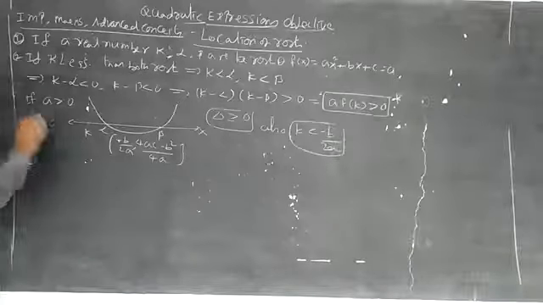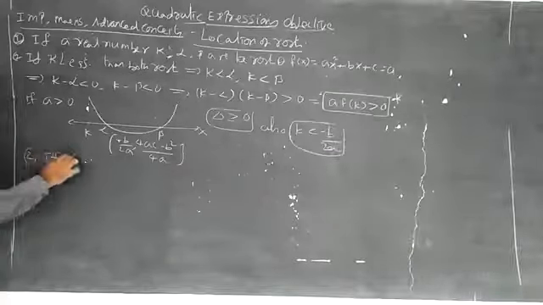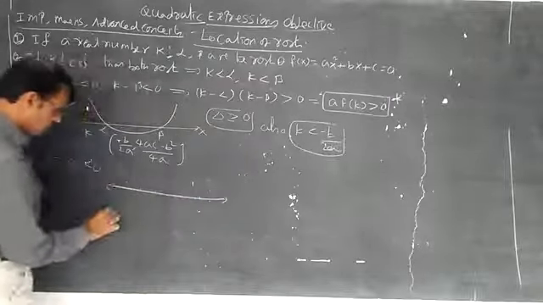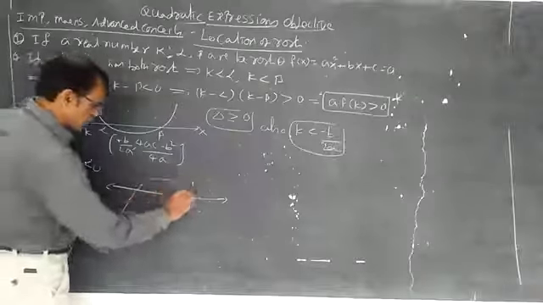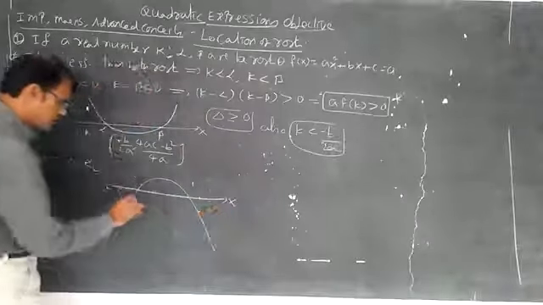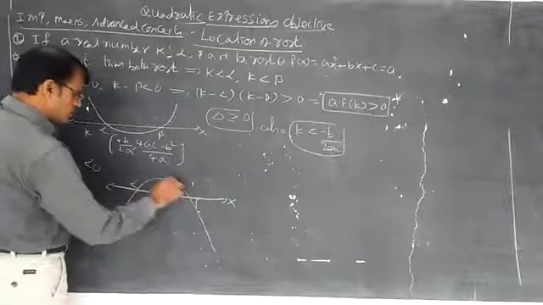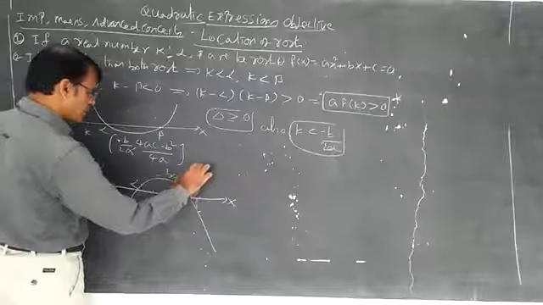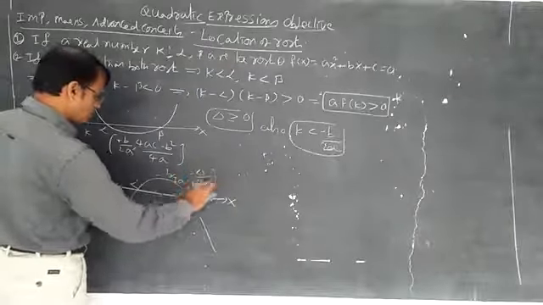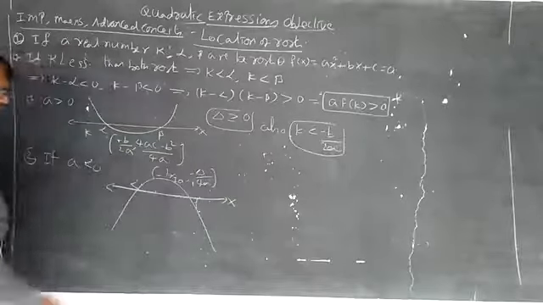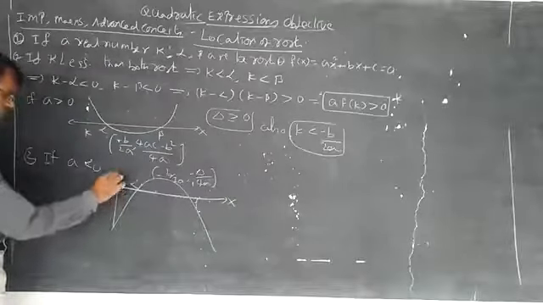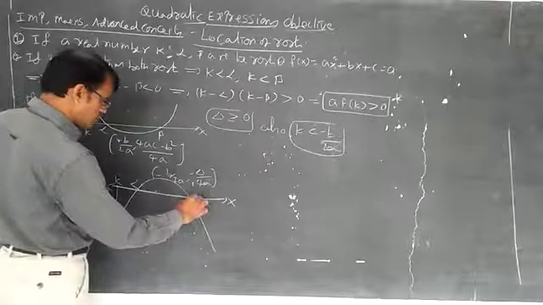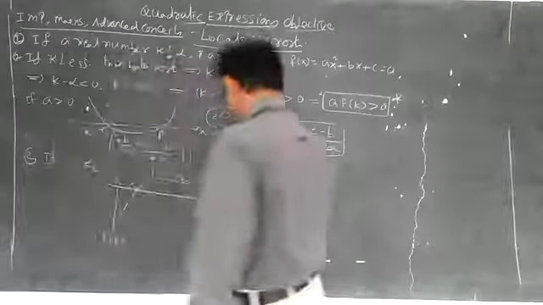Next, the second case: if a less than 0, draw the graph. Whenever a is less than 0, the graph of a quadratic equation is a downward parabola. The vertex is minus b by 2a comma minus delta by 4a. K is lesser than both roots. You can write here f of k, and this is beta.